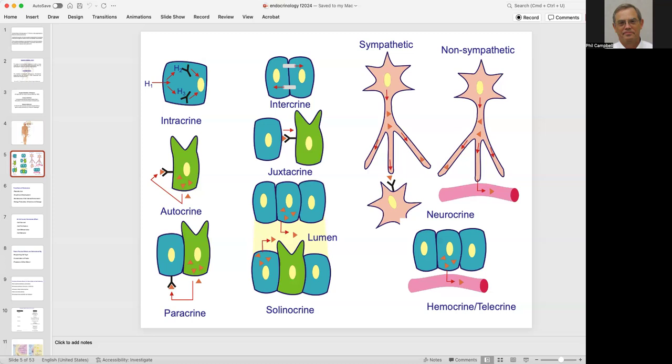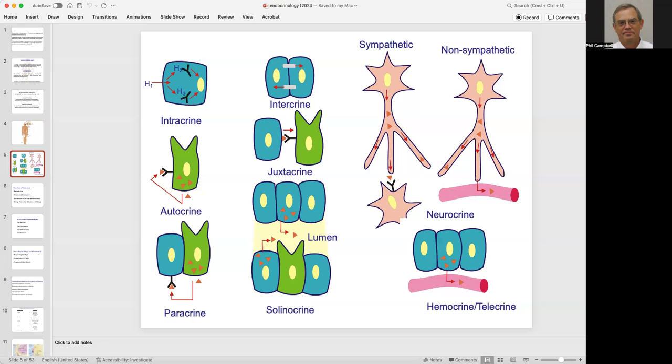The next one is a little bit more confusing. It's referred to as solenocrine. What this means is I have a tube structure in the body. It can be a seminiferous tubule. It could be a blood vessel. It doesn't matter. We have a biological tube structure. There are cells that line that structure. They are releasing hormones that enter the luminal space. From there, they can go wherever.